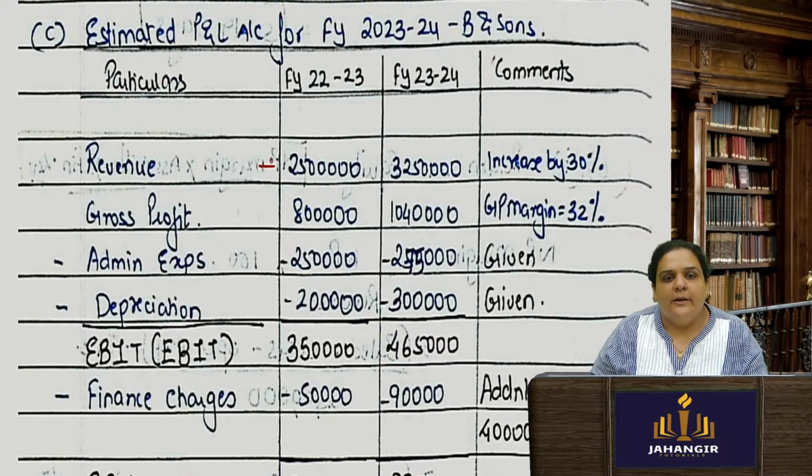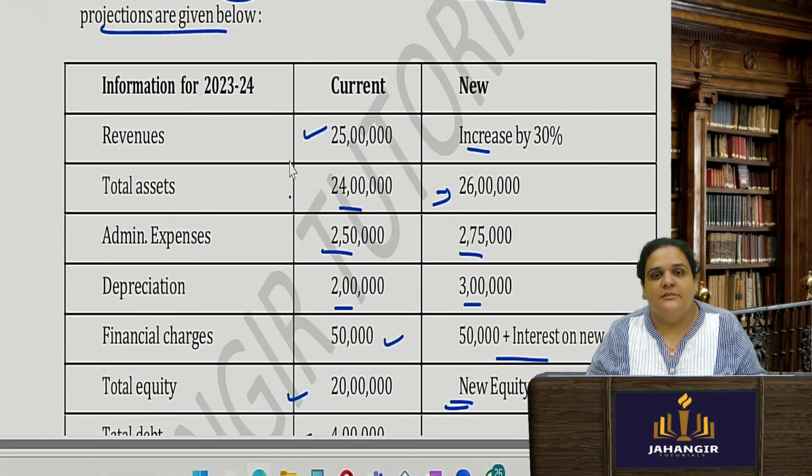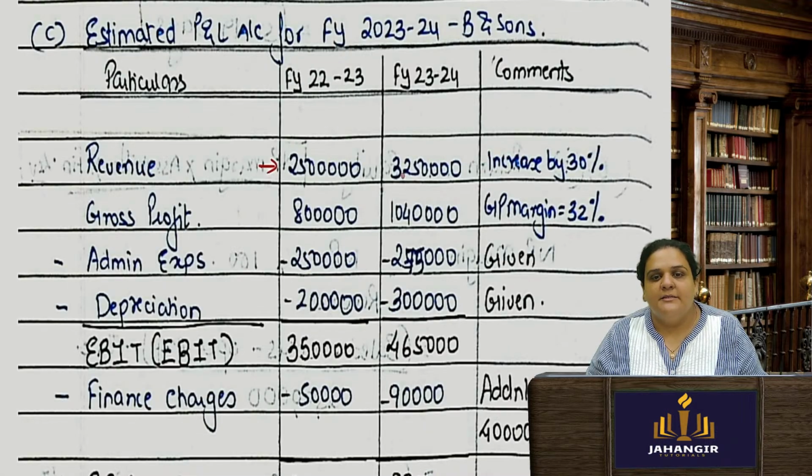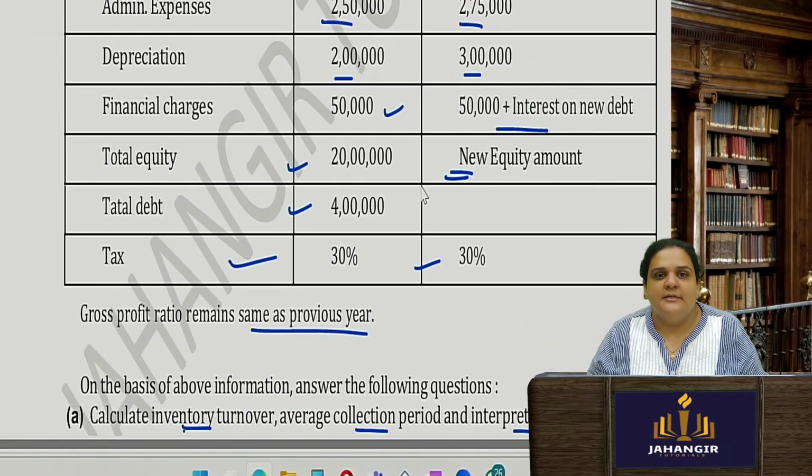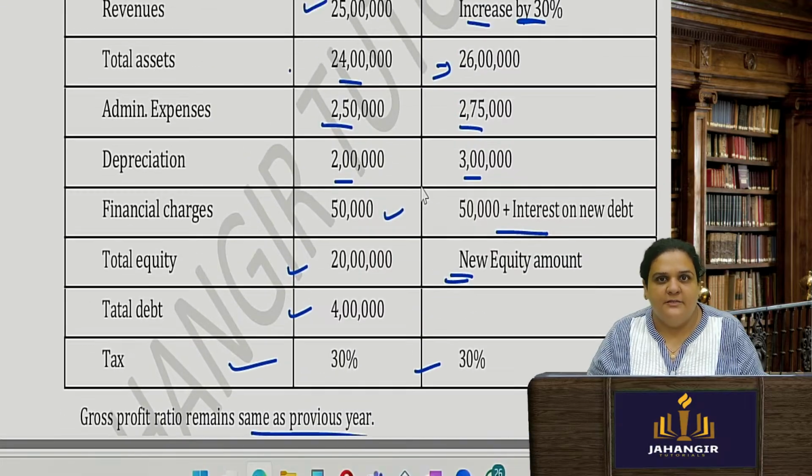Revenue of 25 lakhs was there. They are telling me that it will increase by 30%. So plus 30% will be 32,50,000. Now, gross profit margin, they say it will remain the same as the previous year.